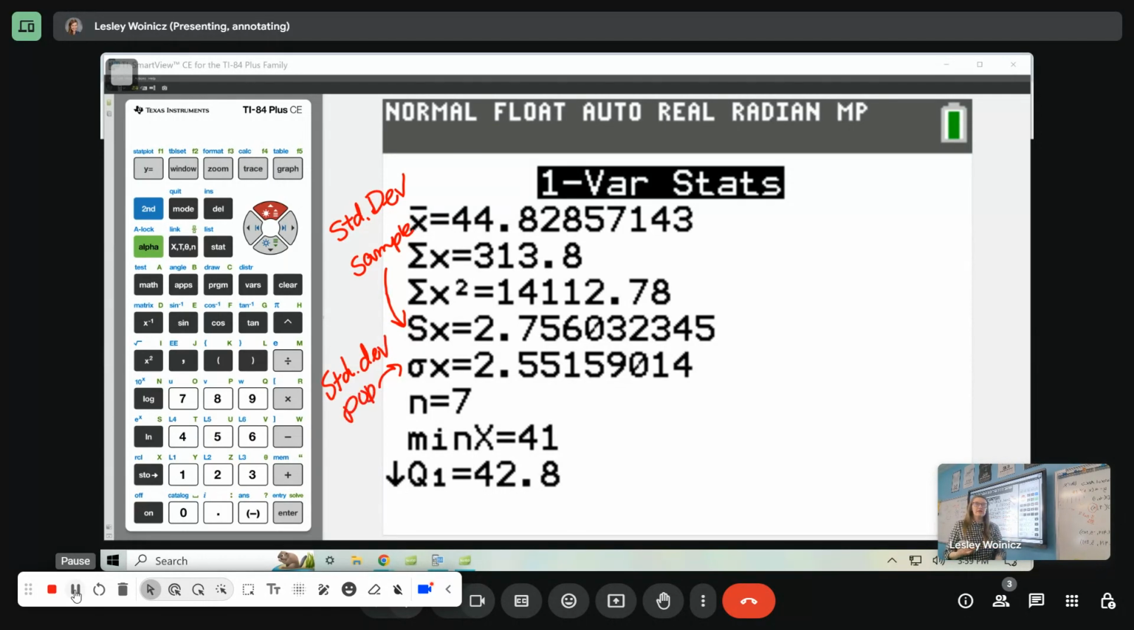Now, I do not have all of the ages for all of the best actors for all of the years. I have a random sample of the averages, so I'm going to be using the sample standard deviation, that is S sub x. So I will be writing down 2.756.